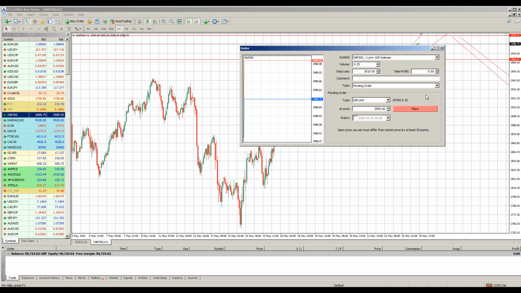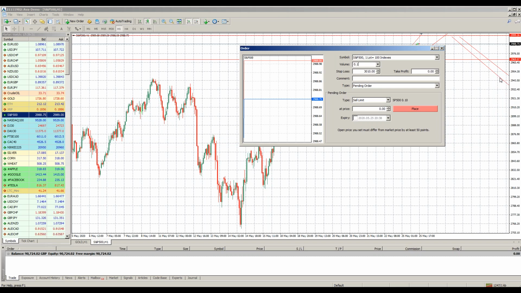So if I have a 1 indice position, I'm risking $15. If I have a 10 indice position, I'm risking $150. It's all relative to your account size. So, you know, 1 full lot is 100 indices. So if I put a pending order of, let's say, 0.1, that's 10 indices, right? And so 10 indices with a stop loss of 15 on the 15 whole numbers here.